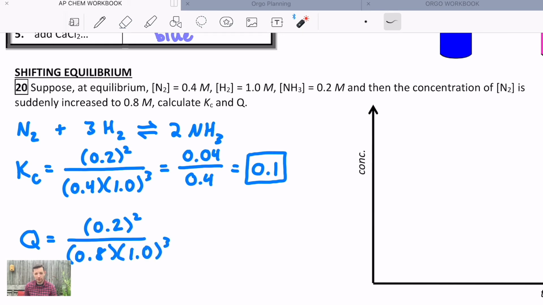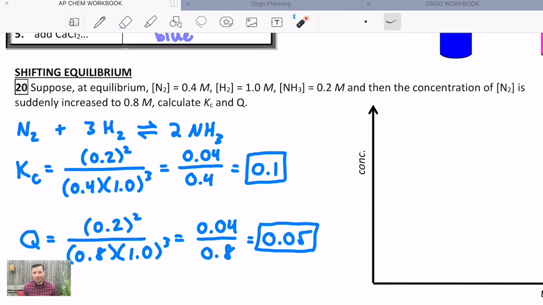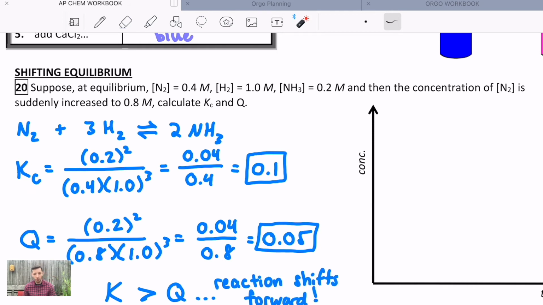You could do that without a calculator. That's 0.04 divided by 0.8, that's 0.05. So remember when we first introduced equilibrium a few lessons ago, we were able to predict which way a reaction is going by comparing Q and K. And in this case, K is greater than Q. That means the reaction will shift more to the forward direction.